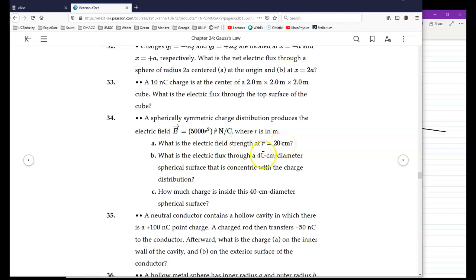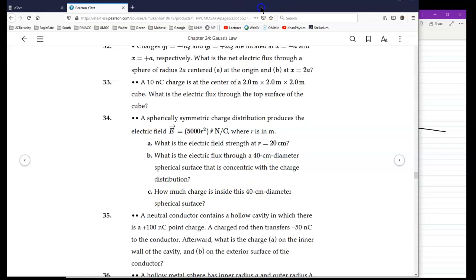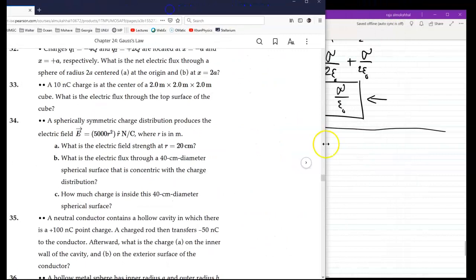You're done. Right? B, what is the electric flux through a 40 centimeter diameter spherical surface that is concentric with the charge distribution? In other words, draw a Gaussian surface of diameter 40 centimeters and calculate the flux of that. And then C, how much charge is inside the 40 centimeter diameter spherical surface? All right, let's do this problem. I'll put it on the side like that.